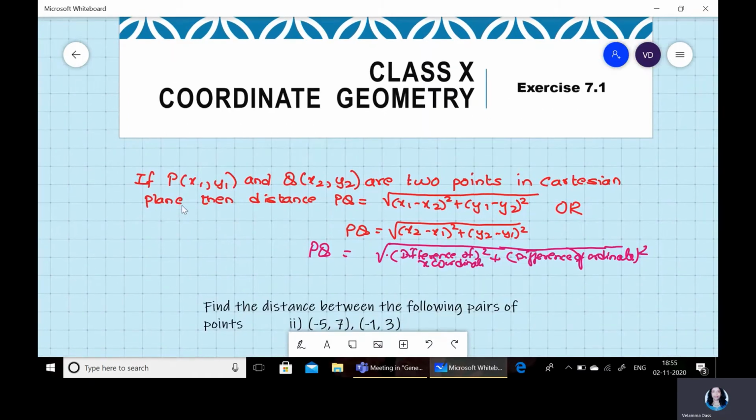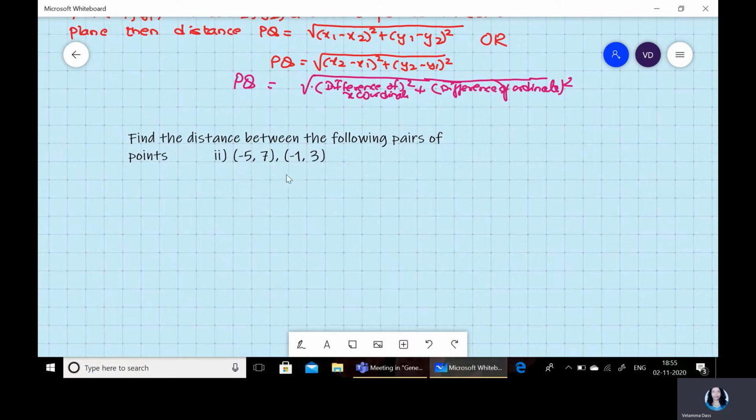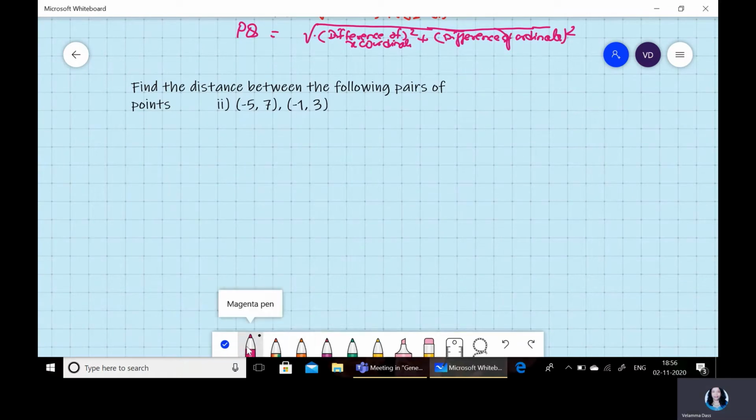Let's start solving exercise 7.1. First sum. Find the distance between the following pairs of points, that is (minus 5, 7) and (minus 1, 3). So to find the distance between them, let's assign names. For example, here in the solution, let's take point A. You can take any capital letter. Let A be (minus 5, 7) and B be (minus 1, 3). Now our aim is to find out the distance AB.